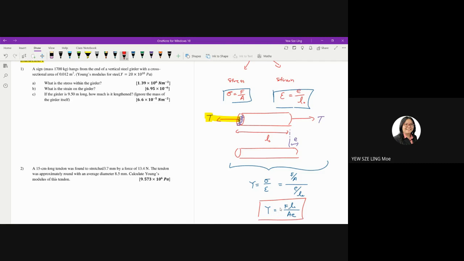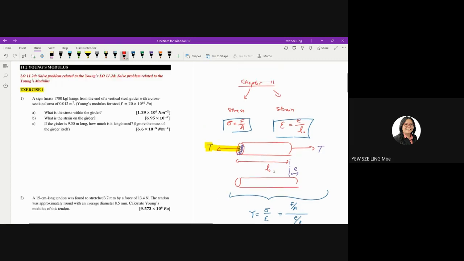So if an object comes with a higher Young modulus, it means it is more stiff. It is harder to deform. Okay, that is Young modulus. From Young modulus, you can then calculate the energy stored inside the object, which is called strain energy. So for strain energy, the equation is simply, let's say, U equals 1 over 2 F e.